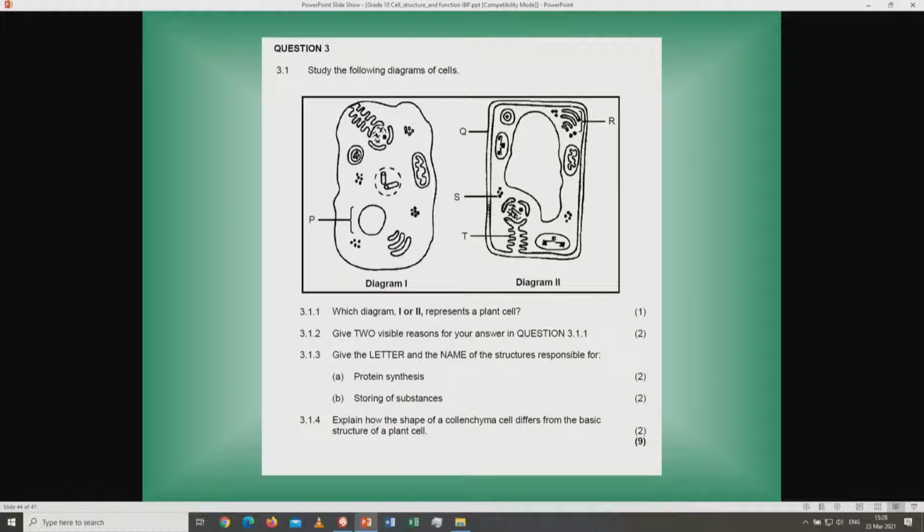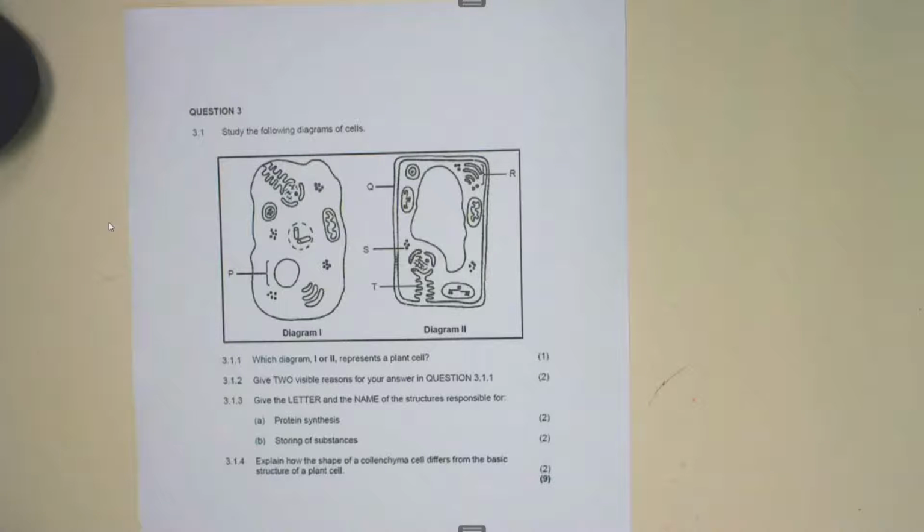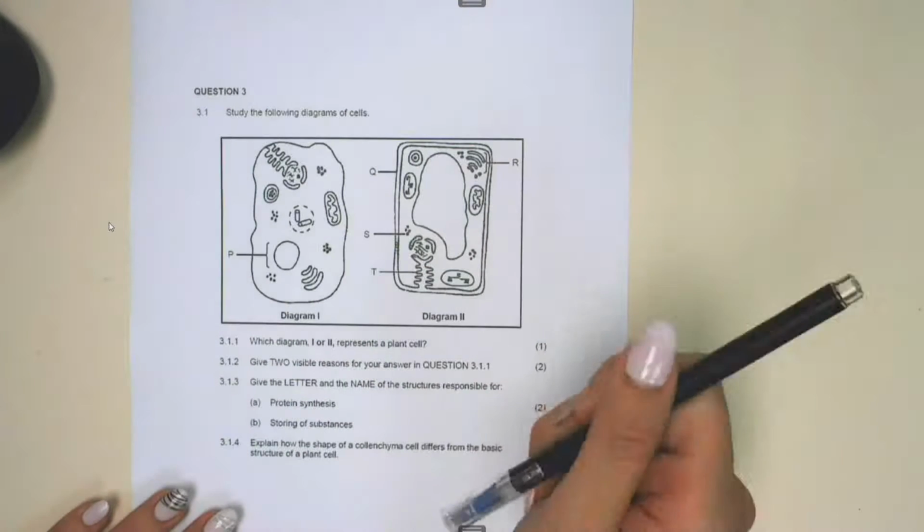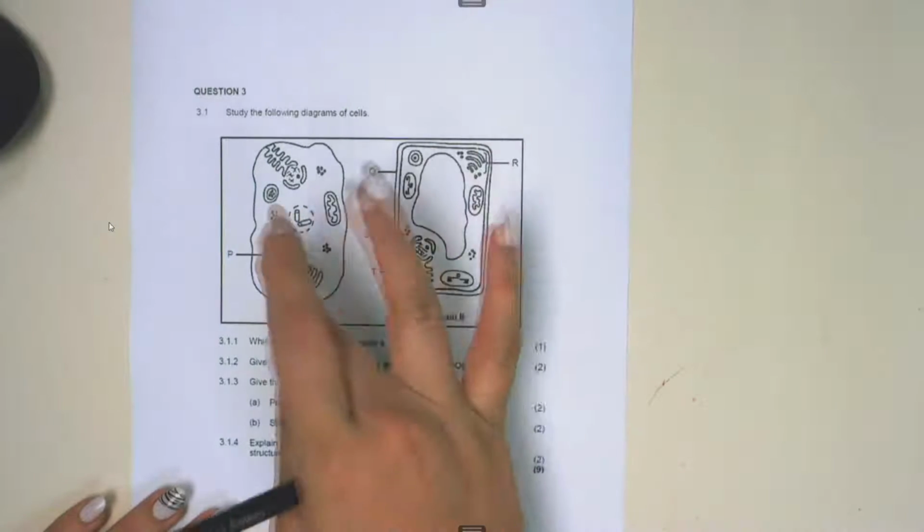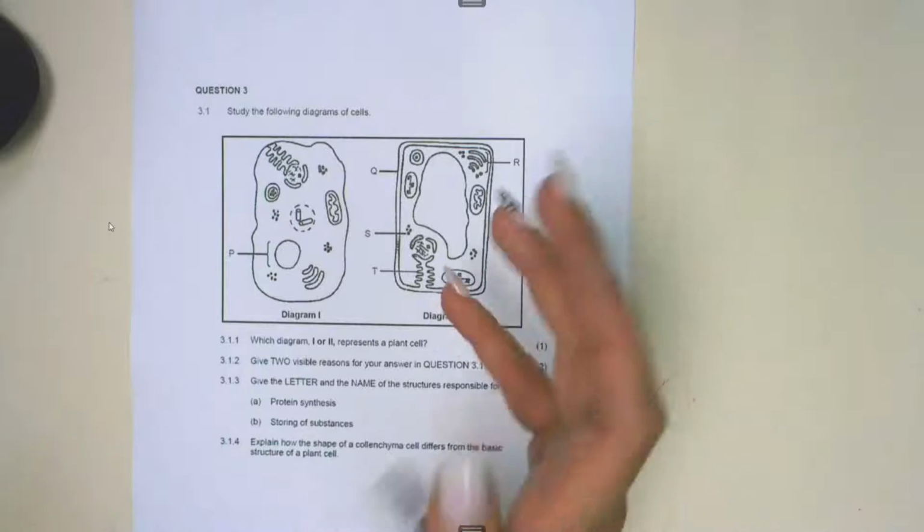The next question that we're going to discuss is a bit shorter, just to lighten up what we have done. It was question 3. Usually question 3 is part of section B. You will see that it says: study the following diagrams of cells. It gave you two different diagrams again, and again they wanted you to answer which diagram represents a plant cell. So please, you must be able to distinguish between a plant and an animal cell. You have to know the big and small shapes. So understand which is which.